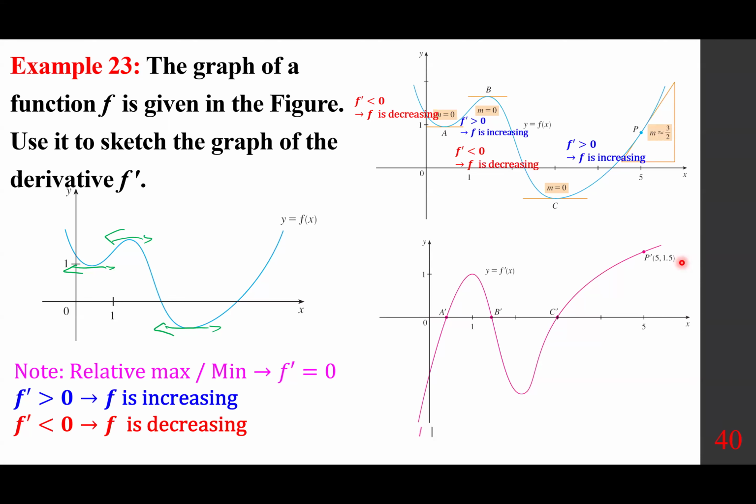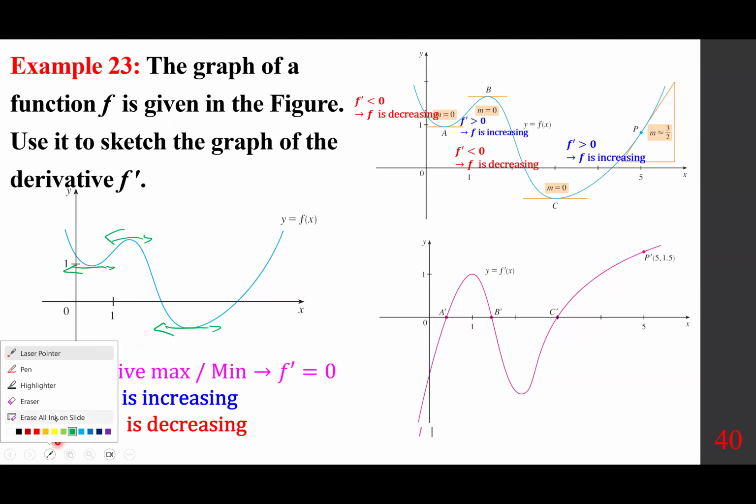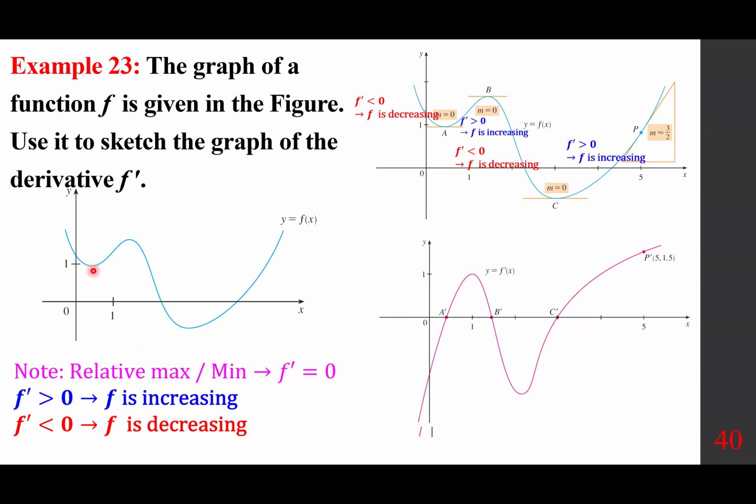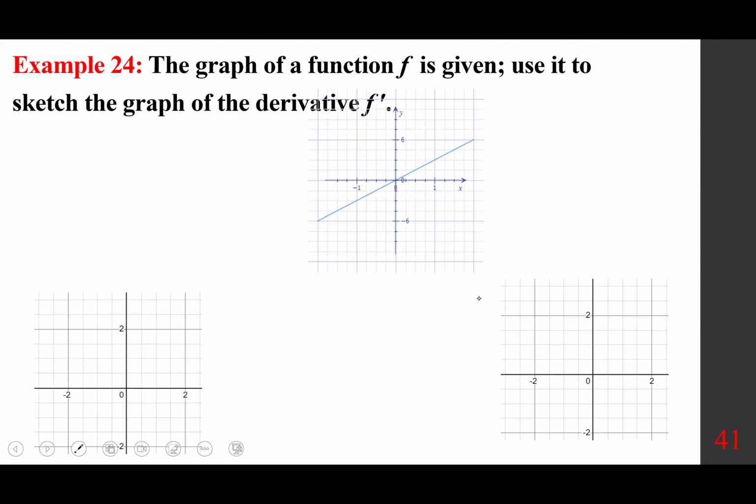So a quick recap. You start with easy points. They correspond to 0, which means they will be the x-intercepts. And then you look at where the function is decreasing, below the axis, increasing, above the x-axis. That's all.